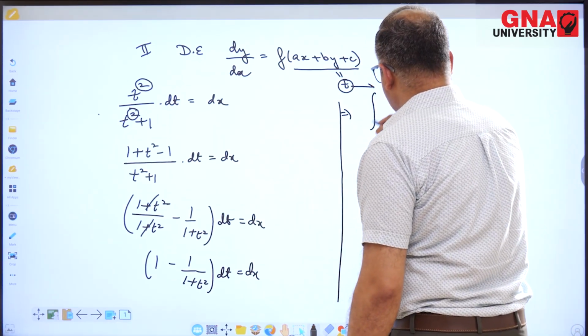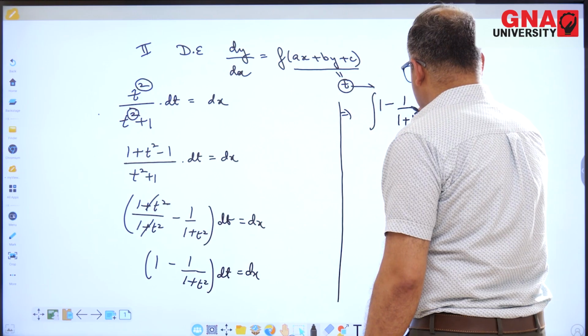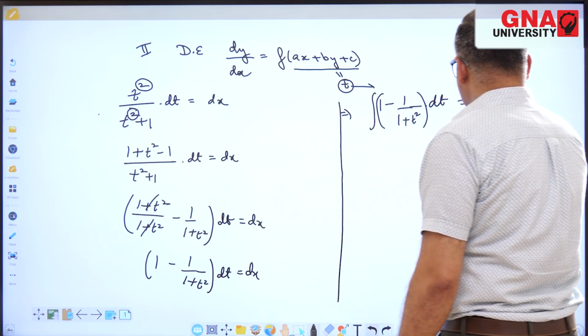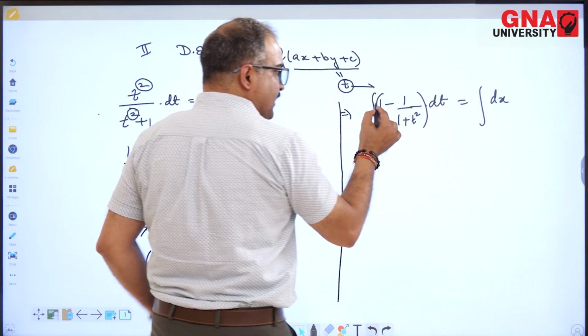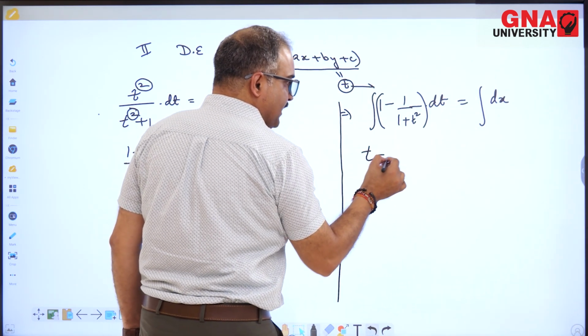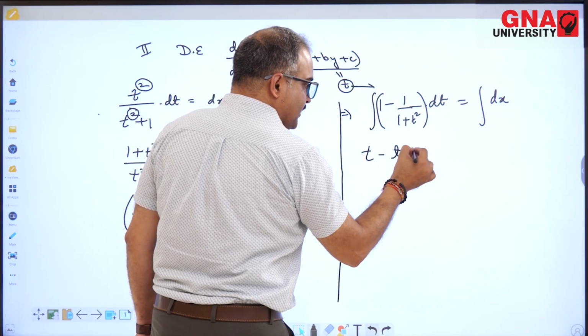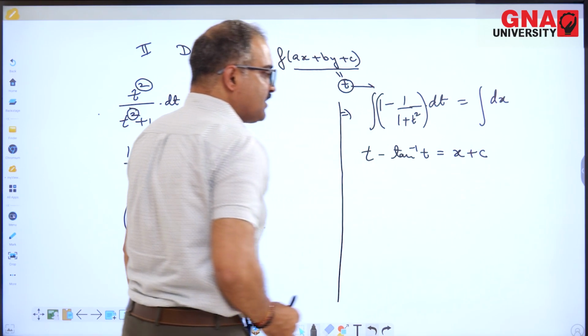So the integral of 1 minus 1 over 1 plus t squared, dt, is equal to the integral of dx. The integration of 1 with respect to t will be t, minus the integral of 1 over 1 plus t squared, which is the formula for tan inverse t. So it will be t minus tan inverse t is equal to x plus some constant c.